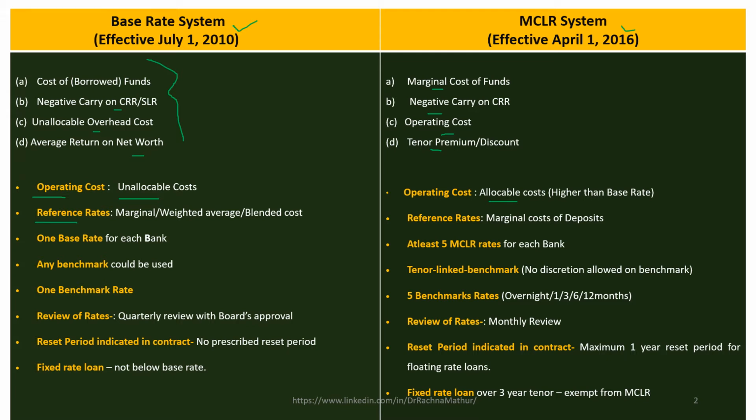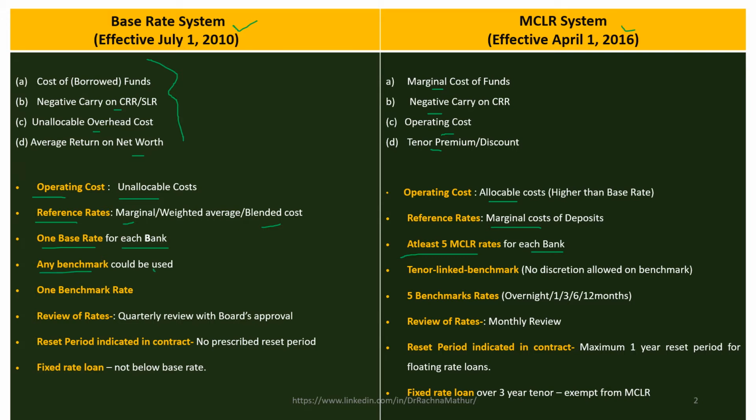Reference rate is not well defined under the base rate system. It could be based on marginal or weighted average or blended cost. But in MCLR, marginal cost is strictly defined as a reference rate. There is one base rate for each bank in base rate system, but in MCLR, there should be at least 5 MCLR rates for each bank at a given point of time.